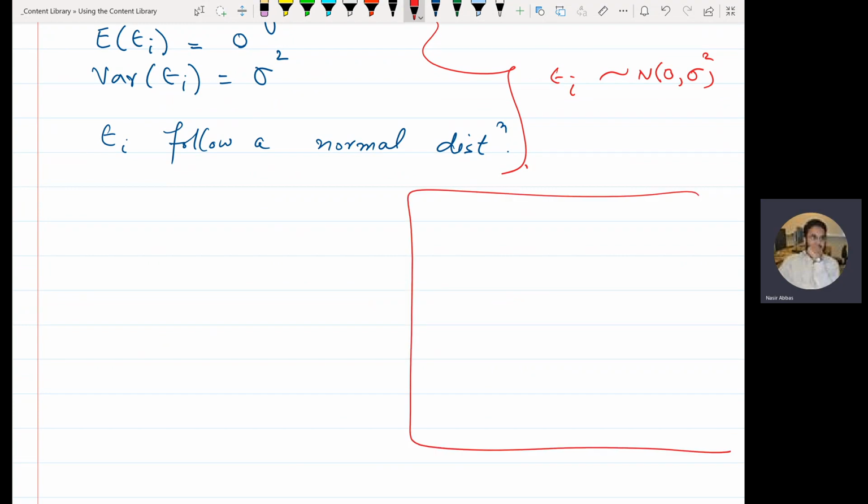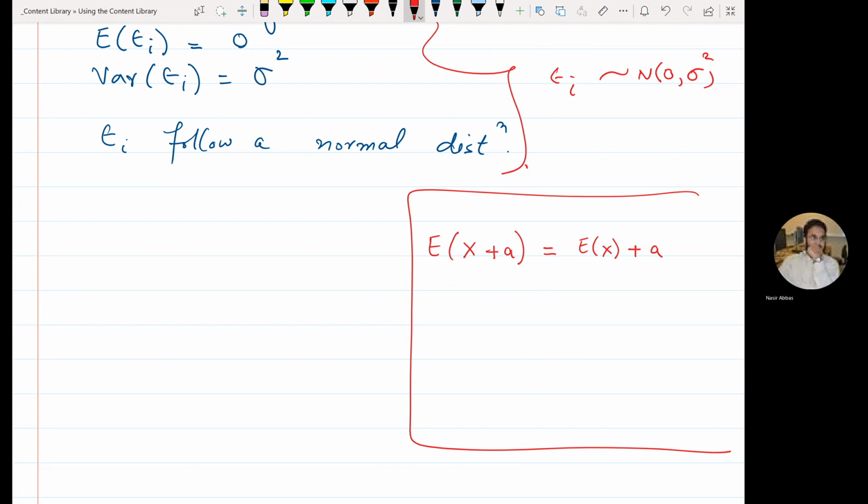On a side note, let's go back to some basics of statistics. If you have a variable x and you add a constant to it, the mean of x plus a constant will be what? Mean of x plus the constant. True? If I have a constant and I multiply it with the variable, the mean of A times X will be what? Not A square. A times expected value of X. That is for the variance. Can you repeat the first one?